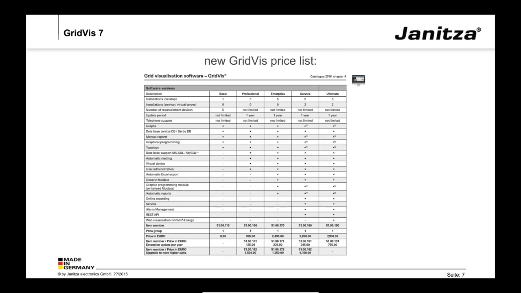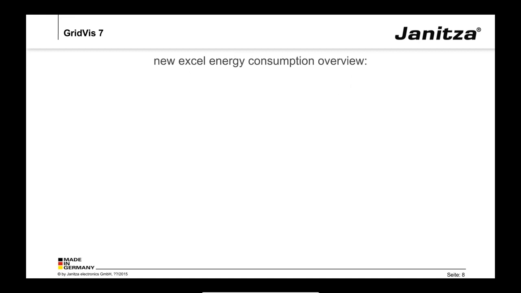Yeah. Here you see our price list. Here you see our old editions, Basic, Professional, Enterprise, Service, and now the new edition called Ultimate. Yeah, the big benefit of Ultimate is only the web interface GridVis Energy. But it's a big point. You will see it later. It's not a small point.